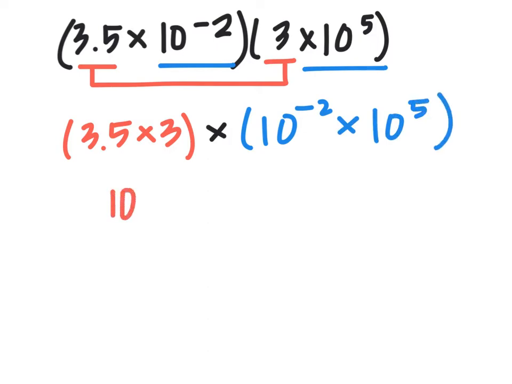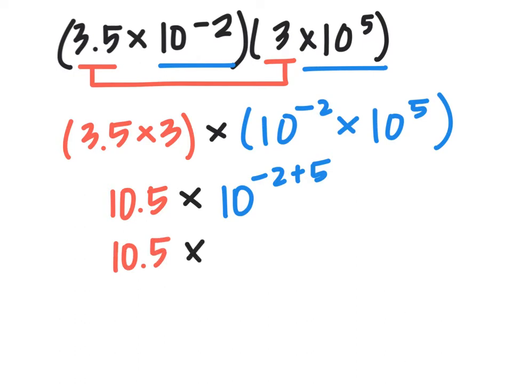3.5 times 3 is 10.5. Multiplying this by the powers of 10. If we have that same base of 10, we can go ahead and add the exponents to simplify, and we get an answer of 10.5 times 10 to the third power. This answer is not okay. Can you see why? If you notice, this first number is not between 1 and 10. It is greater than 10. So we need to rewrite this power so that we get the number between 1 and 10.